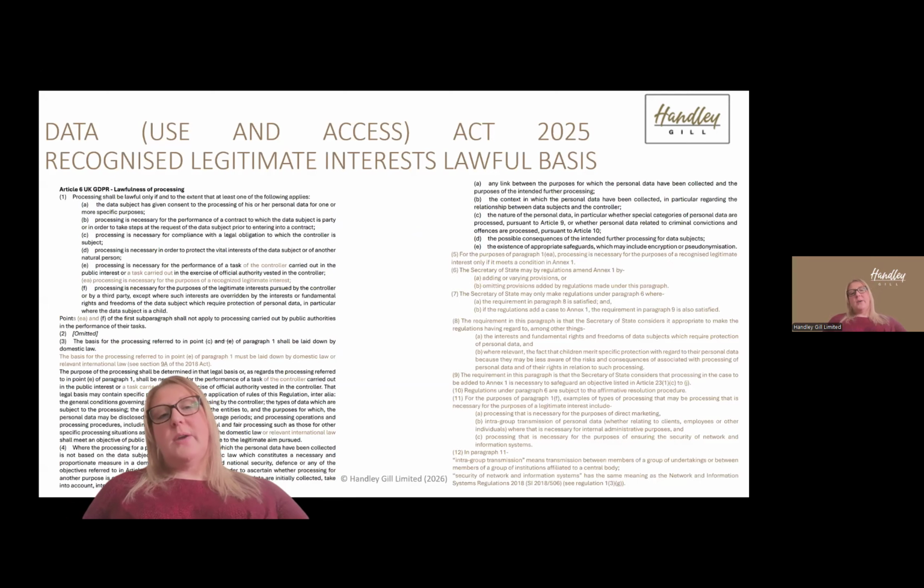Broadly, the changes are, here you've got Article 6 of the UK GDPR, and you can see the changes. There is a new Article 6(1)(ea), so processing shall be lawful only if and to the extent at least one of the following applies, and you've got processing is necessary for the purposes of a recognised legitimate interest. And then a new Article 6(5): for the purposes of paragraph 1(ea), that is the recognised legitimate interest, processing is necessary for the purposes of a recognised legitimate interest only if it meets a condition in Annex 1. There's then provision for the Secretary of State to amend Annex 1 in certain circumstances.